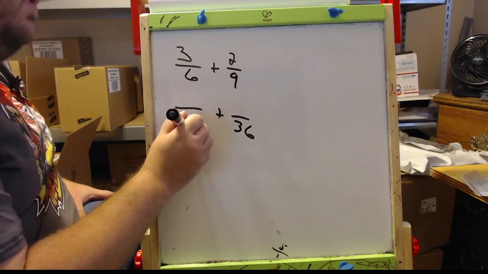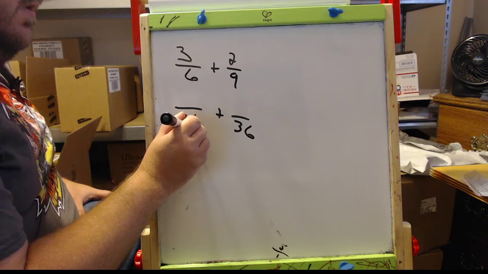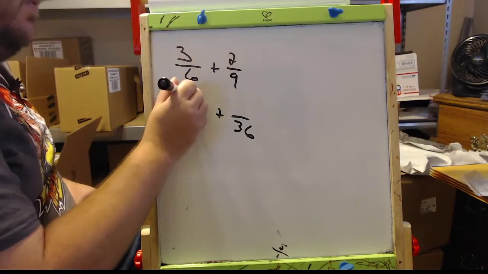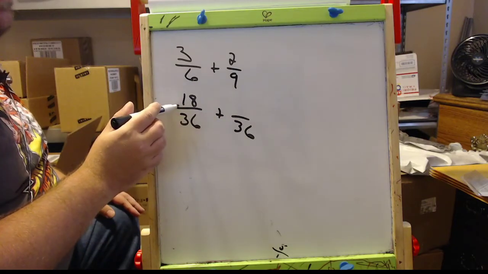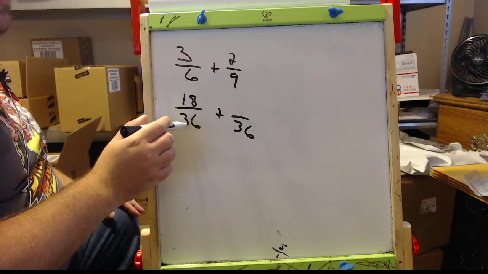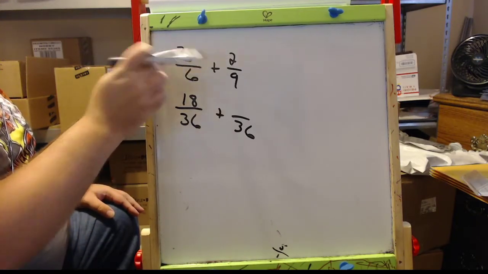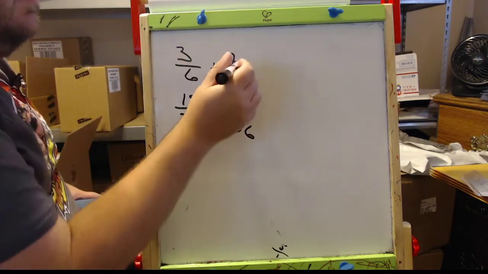So 6 goes into 36. Here's what I'm doing: 6 goes into the new one 6 times, times the top, so 18/36. The way you can check yourself is to reduce it. Reduce it by 6: 6 goes into 18 3 times, and 6 goes into 36 6 times, so 3/6. Now 3/6 could be reduced further by 3 to 1/2, but we'll stick with the 3/6.